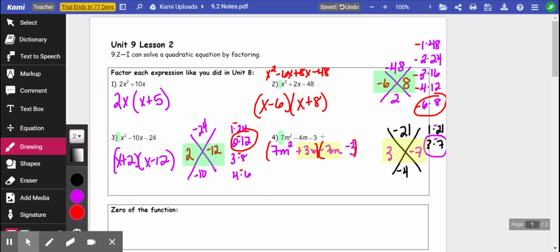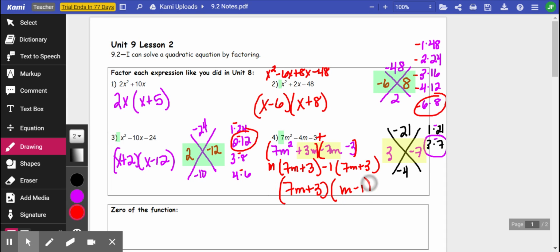Watch that negative sign because it is important. In the first group, I can only take out an m, so I'm left with 7m plus 3. Second group, I can only take out a negative 1, so I'm left with 7m plus 3. Sorry about that. And if those 2 groups match, we're good. If they don't, we made a mistake. So I'm going to pull that 7m plus 3, and m minus 1 goes in the second group.